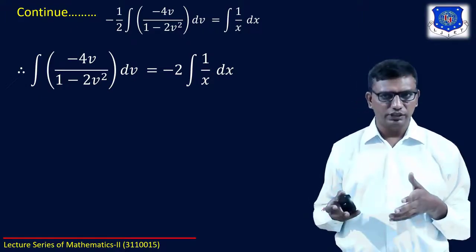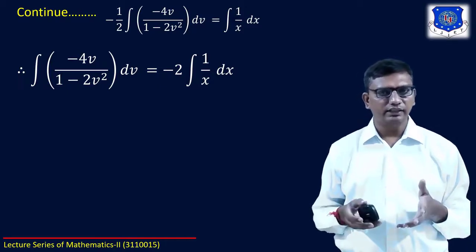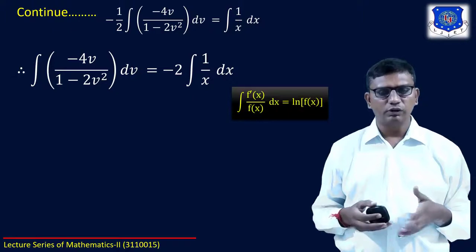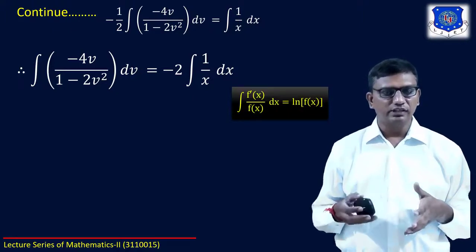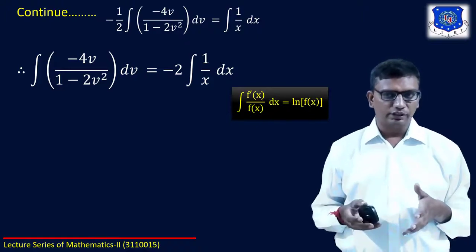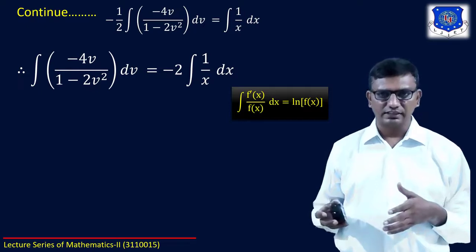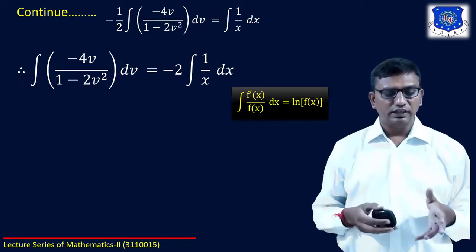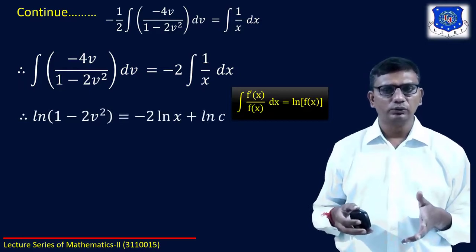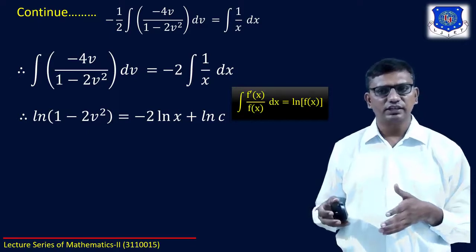We know the integration of 1 upon x on the right hand side. It is very easy, but how to apply the integration on the left hand side? So here we will apply this formula. Here we have a derivative on the numerator and the function in the denominator. So its answer is log or ln of f(x). So here the left hand side will be ln of 1 minus 2v square, equal to the right hand side, minus 2 times ln x. As a constant we are taking ln c.